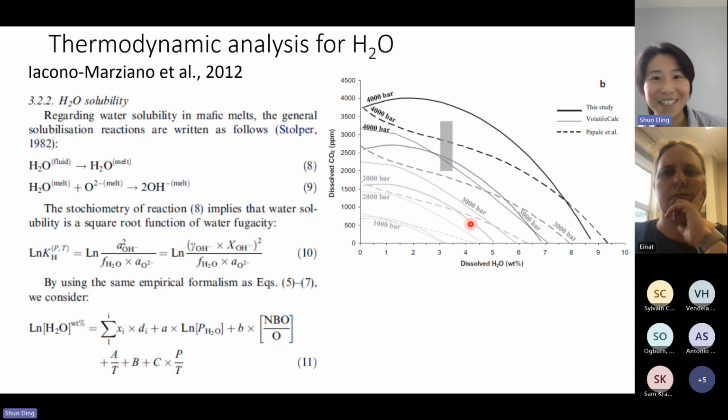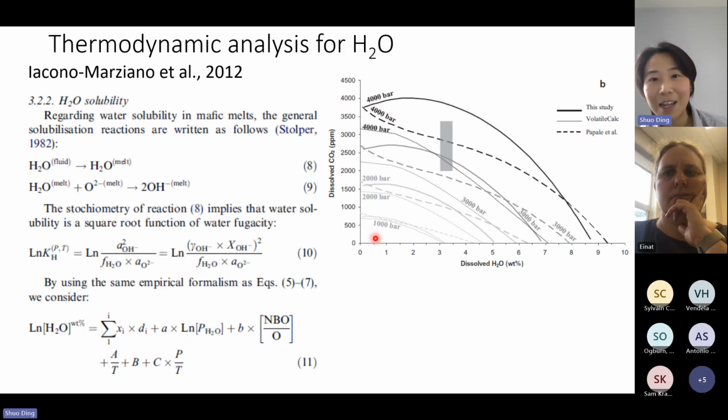But there are already several models, right? Naturally, we think about how different models compare. This work was done in 2012, and there are several pretty commonly used CO2-water degassing models. Each line is a model: the thick solid line is the Iacono-Marziano model, the thin solid line is VolatileCalc, another very classic, commonly used model, and the dashed line is the Papale et al. model, another more thermodynamic and rigorous model.